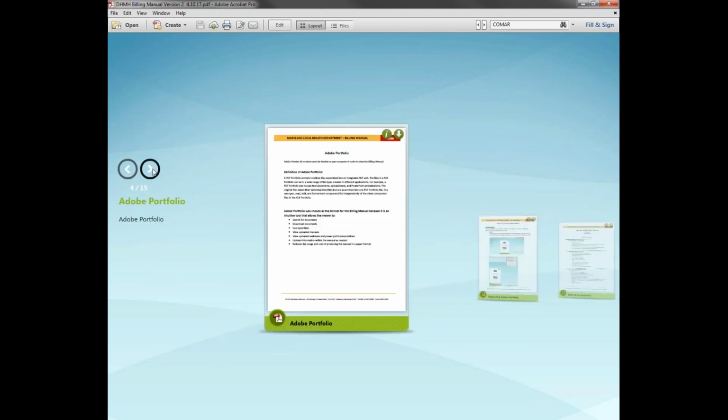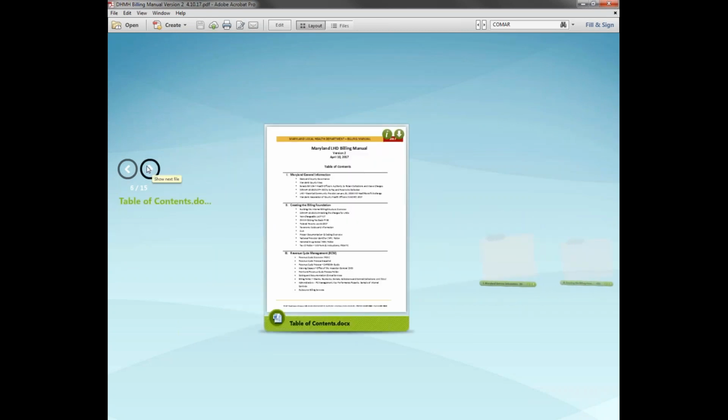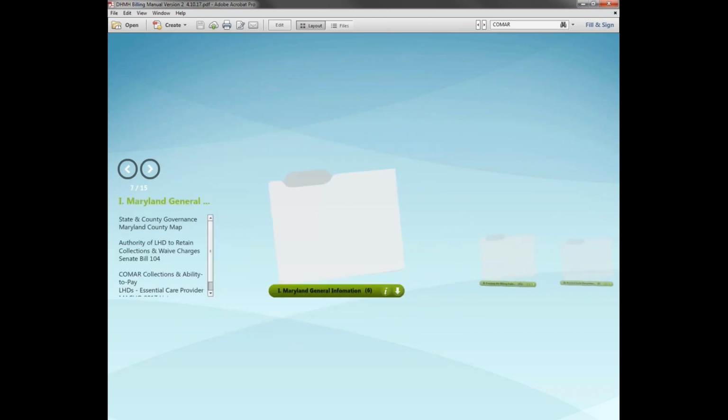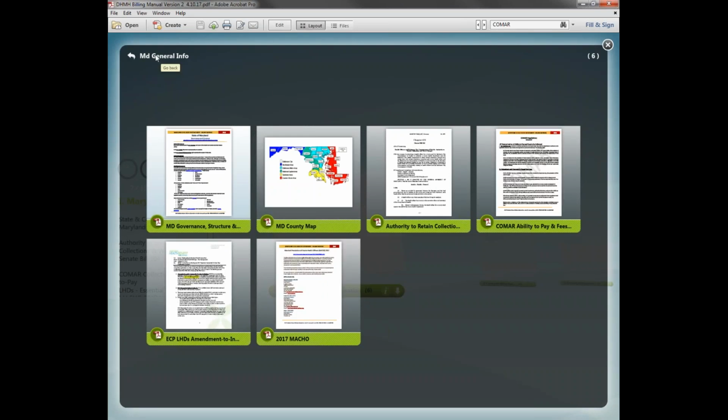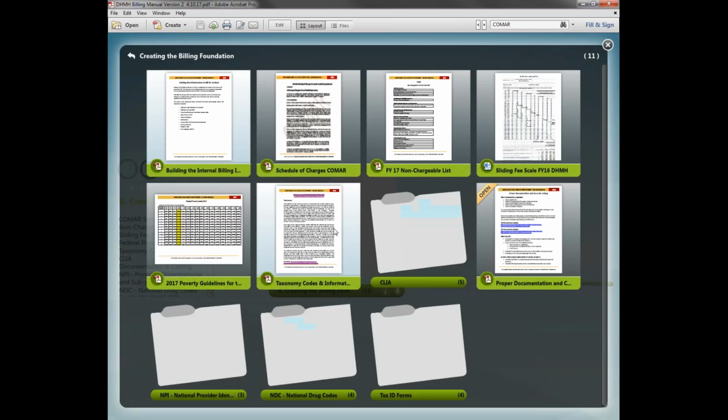So, about Adobe, this is what we sent you. And the reason we sent you the chapters is so that when you go to search through the manual, if you look at the chapters, you might be able to go quickly to where you want to go. So the first chapter we did was about Maryland general information, different county rules, map. The second chapter we did was creating the billing foundation, which is where we talked about NPI numbers and NDC numbers and poverty guidelines. Here's the sliding fee scale we talked about.